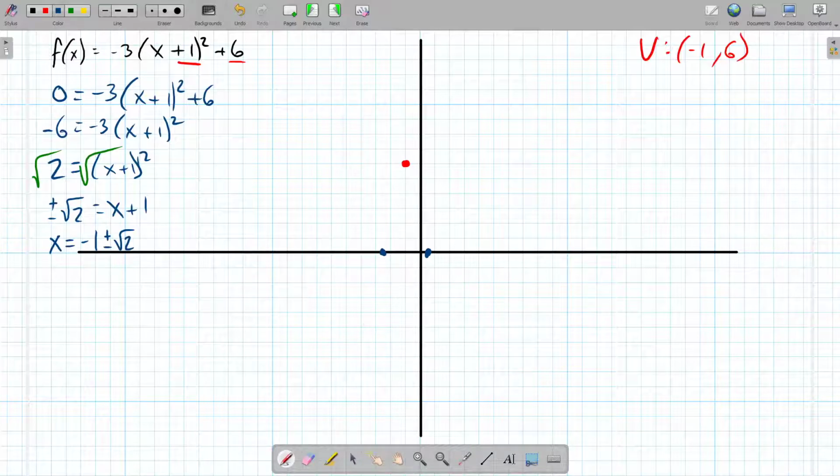Because this is just a sketch, that is totally appropriate. I can just put a point that is the best estimate, and I'm going to have the x-intercepts labeled over here so that we have the exact points that they are. So we have -1 plus the square root of 2, 0, and -1 minus the square root of 2, 0.